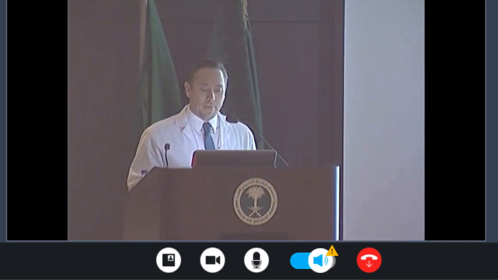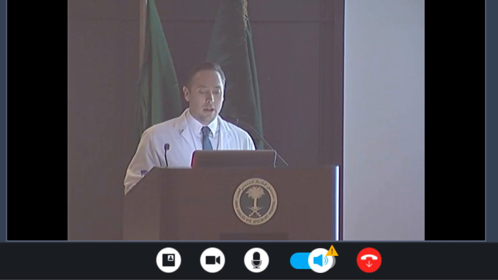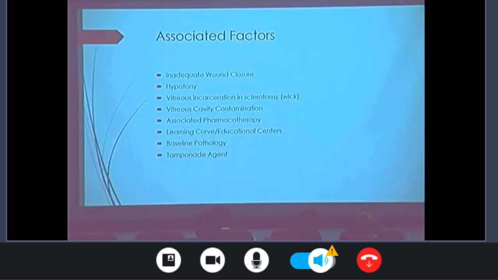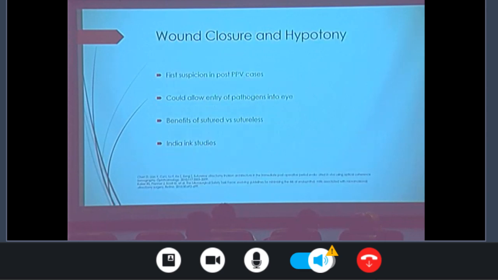So no matter how the studies were done or what their results were, or the difference between gauges, they all mentioned and analyzed what were believed to be the major risk factors. The associated factors for developing post-op endophthalmitis in vitrectomized patients are as follows: an inadequate wound closure and hypotony, vitreous incarceration or a wick, vitreous cavity contamination, associated pharmacotherapy, the learning curve in educational centers, baseline pathology, and the tamponade agent that is used. So let's take a closer look at each one of these.